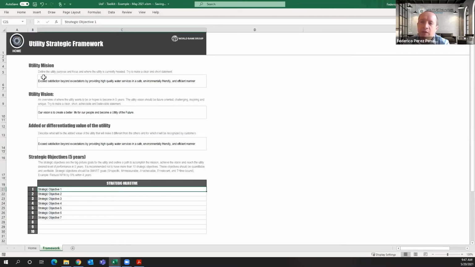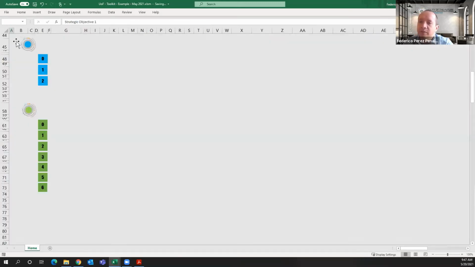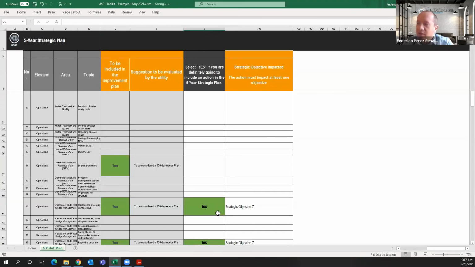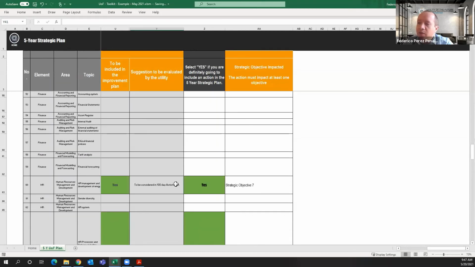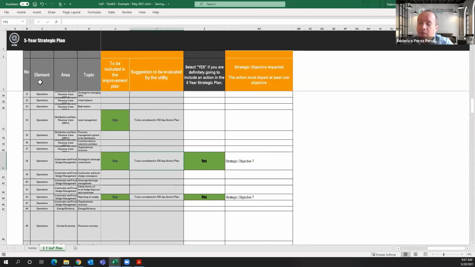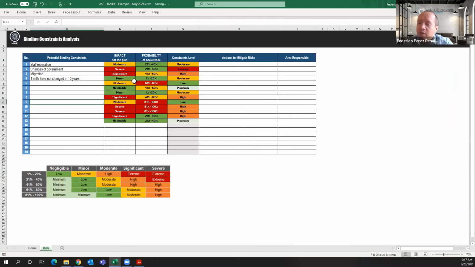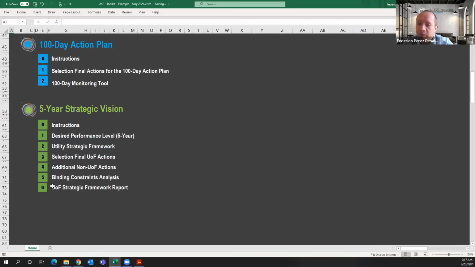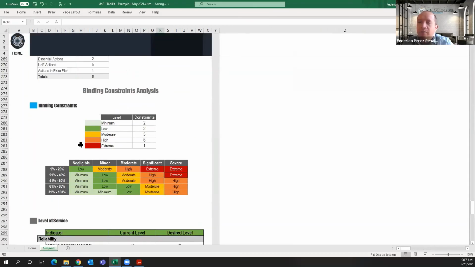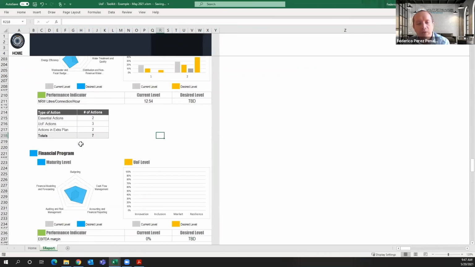Finally, you have to decide that it's made by a workshop, like the utility mission, vision, etc. Select again at the same time all the actions related with all the actions for the 5-year strategic plan, not the 100-day action plan. Again, also you will evaluate some risk or binding constraints for the implementation of the improvement plan. And at the end, you will have again the final report, which is a framework to guide the utility to design a business plan. So I know it's a lot of information, and I think I stop here.